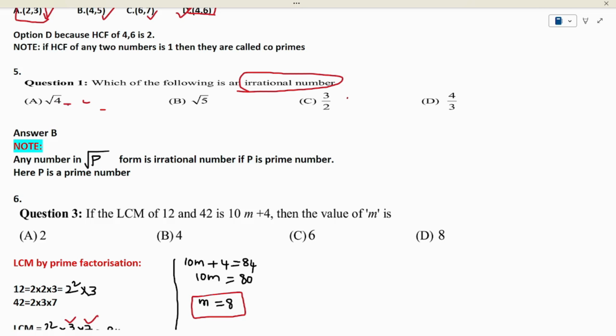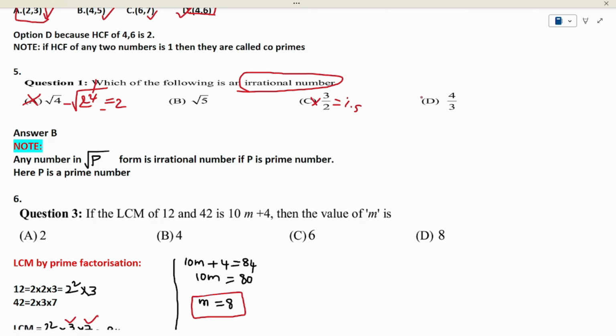Let's say option A. What is option A given? Square root of 4. I can write 4 as 2 square. By simplifying, I will cancel the root and square. So it will become 2. So 2 is not at all an irrational number. So option A is not the answer. Come to option C. 3 by 2, which is nothing but 1.5. 1.5 is not at all an irrational number. So option C also is not the answer.